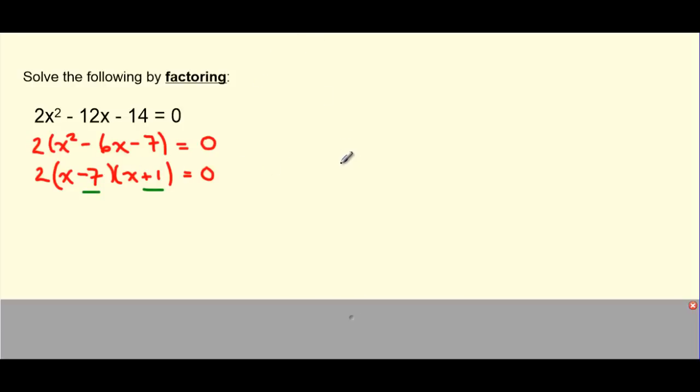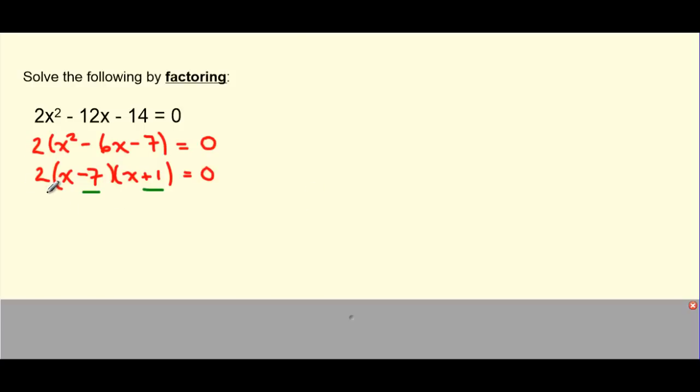But now that we're asked to solve by factoring, we now need to ask ourselves, well, what values of x would allow the left side to equal the right side? And the right side here is 0. Well, we have 3 different factors here: a 2, an x minus 7 in brackets, and an x plus 1 in brackets. And they're all multiplying with each other. Logically, we can say that the only way for the left side to equal 0, because that's what we want it to equal since the right side equals 0, is for any one of those 3 factors to equal 0. The only way numbers that are multiplying can equal 0 is if one of them equals 0.